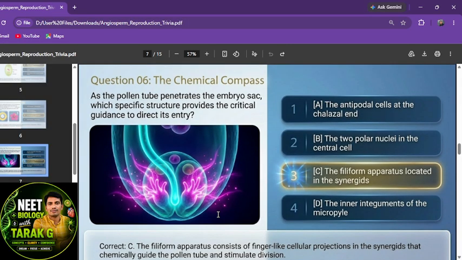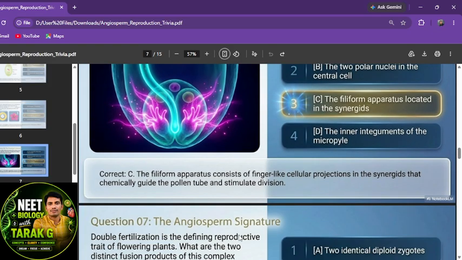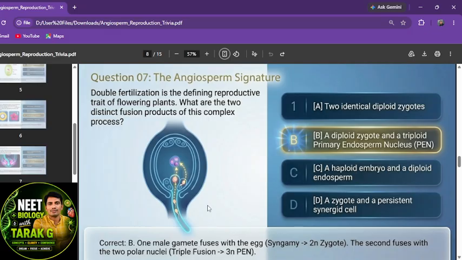The filiform apparatus consists of finger-like cellular projections in the synergids that chemically guide the pollen tube and stimulate the division, right? That's the reason the answer is the filiform apparatus, which is located in the synergids. It has a chemical that will guide the pollen tube. It will stimulate the division, right? Next, we'll go for the next question.